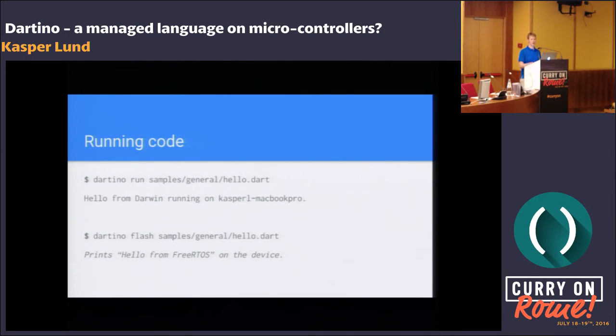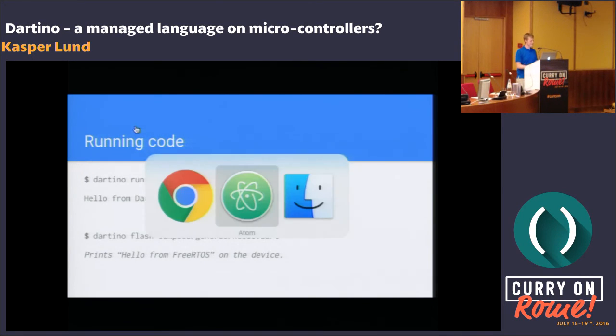The way you would run code on a device like this from a command line shows that you can run this Dartino code both on your development machine and on the device. Here, it's not very interesting to see this on a slide, but it just shows you that you can choose to run your stuff on, in this case, your MacBook, or you can flash it on the device and have it run there. I actually did a bit of flashing before you came here. That came out wrong, but I did update the device, and you can see it running here. It prints hello from FreeRTOS on the device, and it works pretty well.